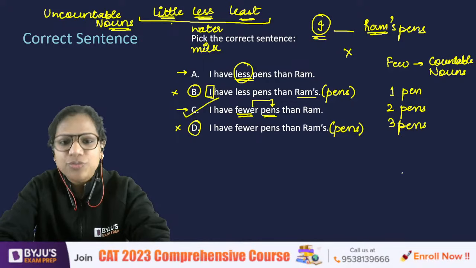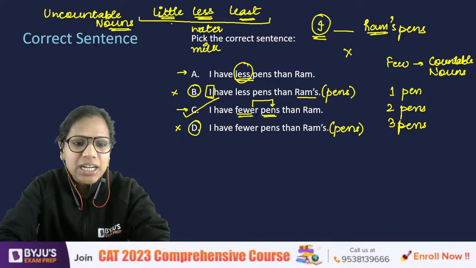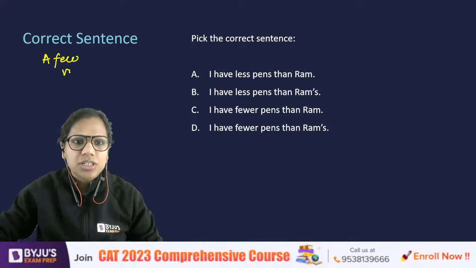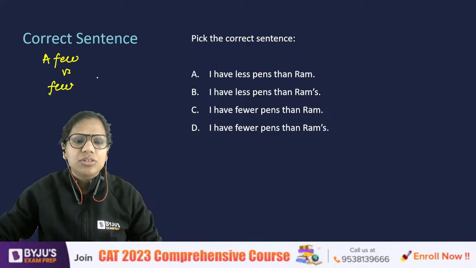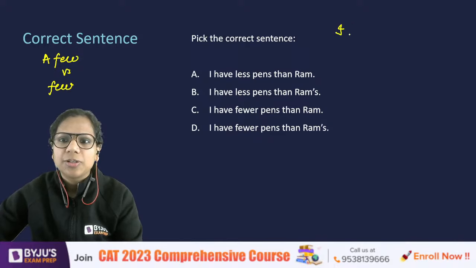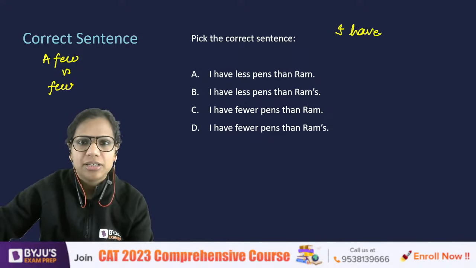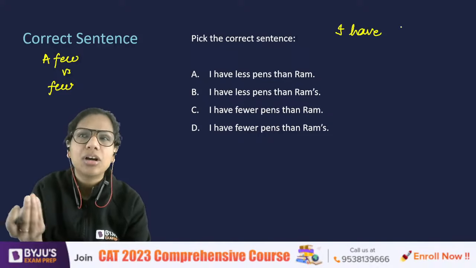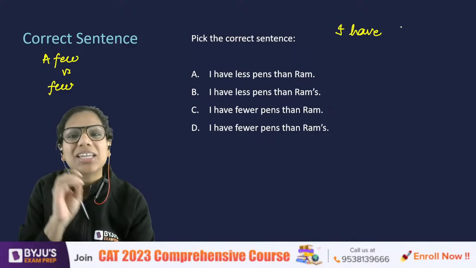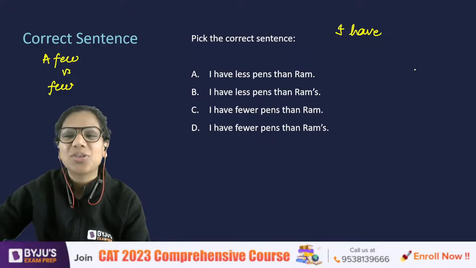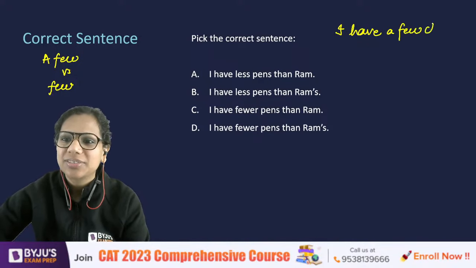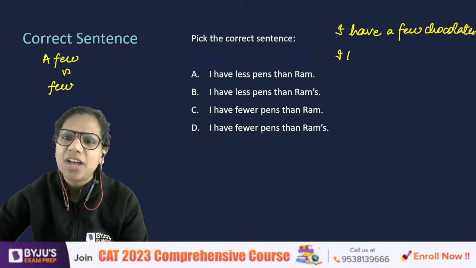What is the difference between few and a few? Let's clarify that. A few versus few. Let's say you want to make a chocolate cake. Of course, it requires some chocolate, some cocoa powder. You are making a chocolate cake using chocolates, so you need chocolates for that. So I have a few chocolates, versus I have few chocolates.